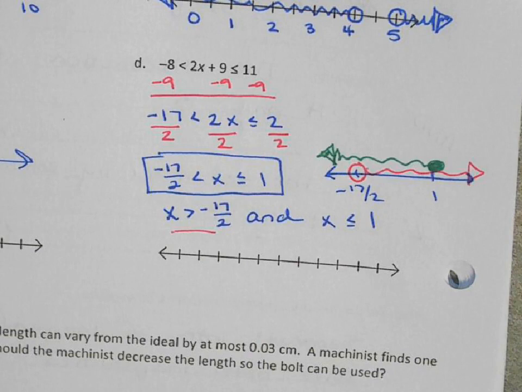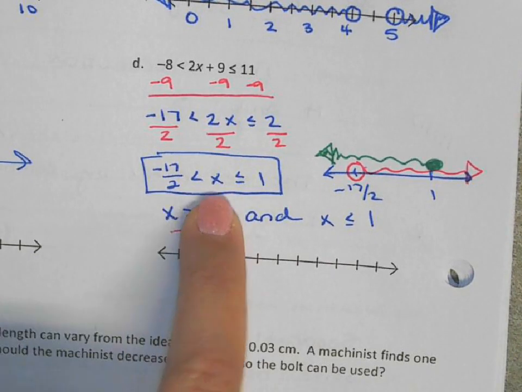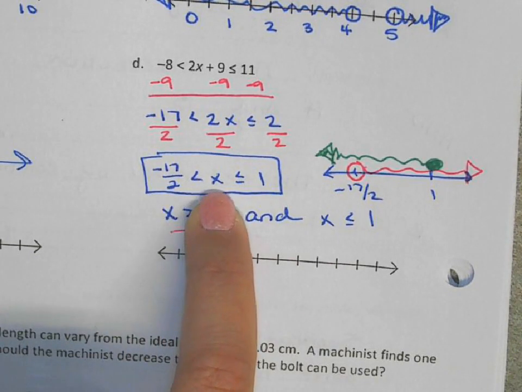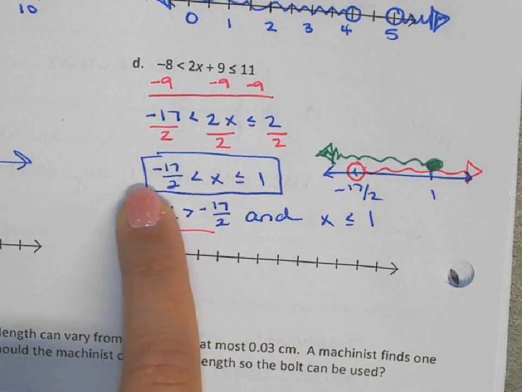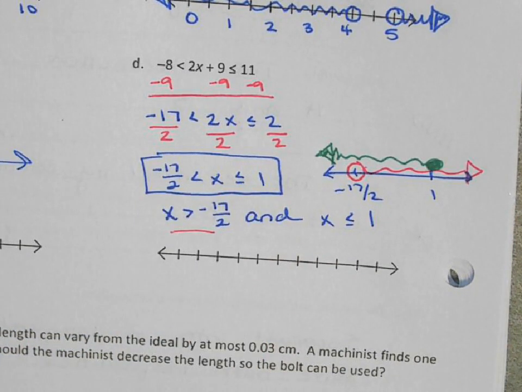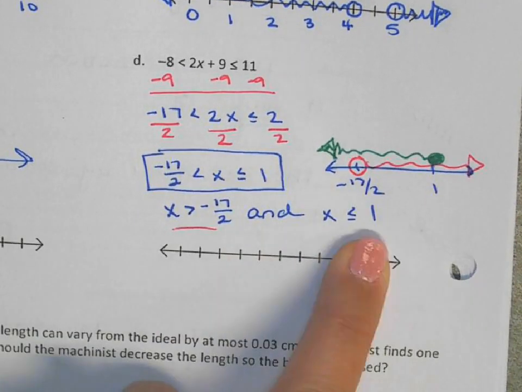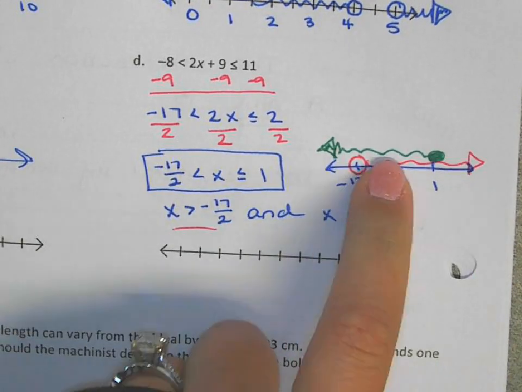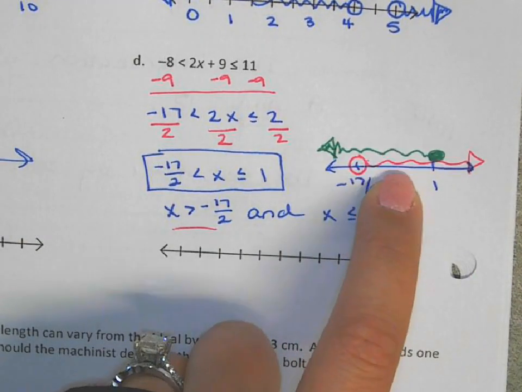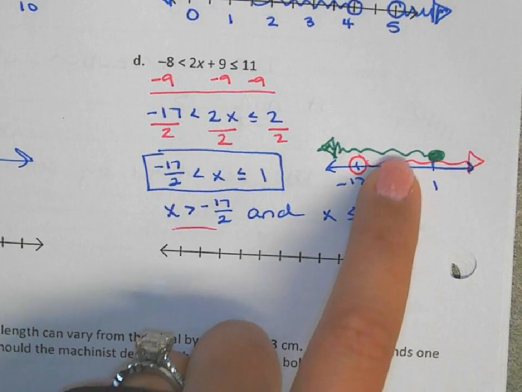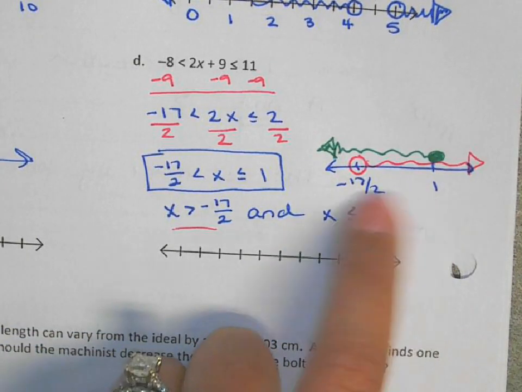So my signs are going the same way. If they are, what I know is x is between this number and this number. If you write it out like this and you graph it, you can see that our overlap, because this is an and, is in between those two numbers.